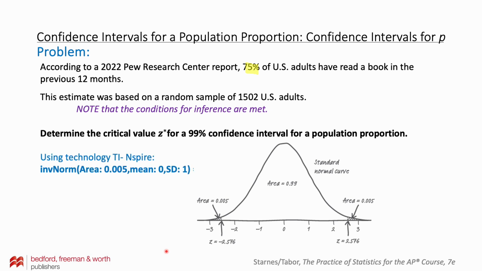So we would use inverse norm, our area to be 0.005, the mean to be 0, and our standard deviation to be 1, which gives us our Z star to be 2.576. Or you can use the table A found in your formula sheet and then find the area of 0.005 and then highlight to see what the Z value would be, which it would be about 2.58.